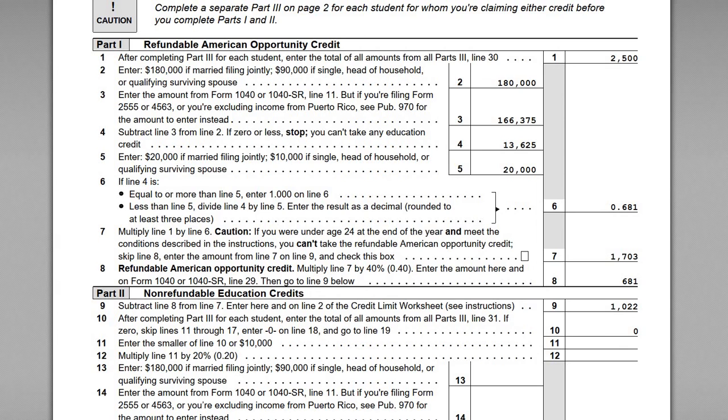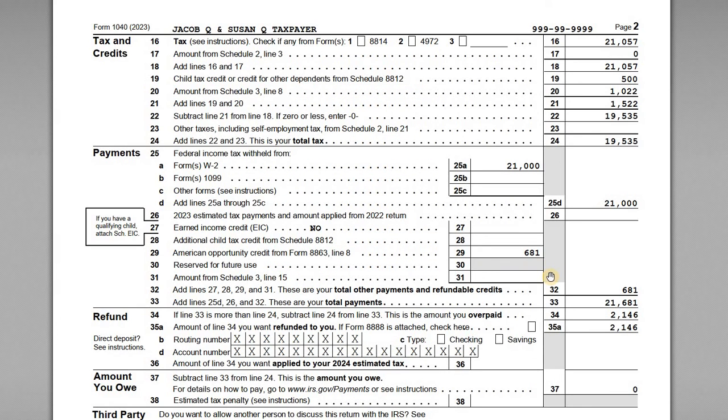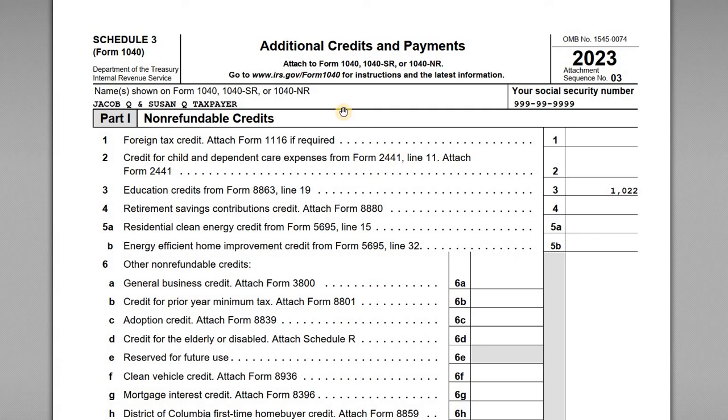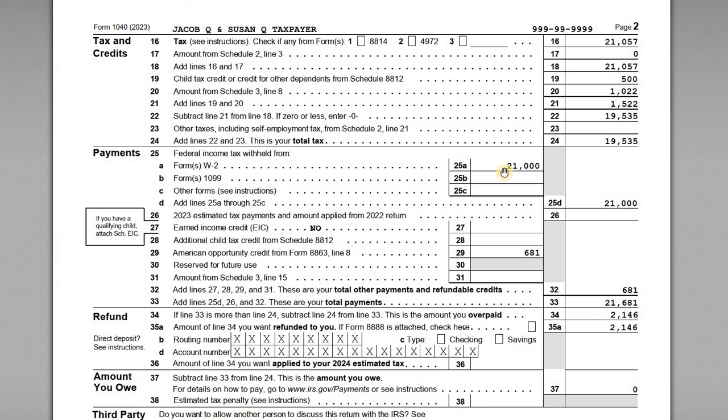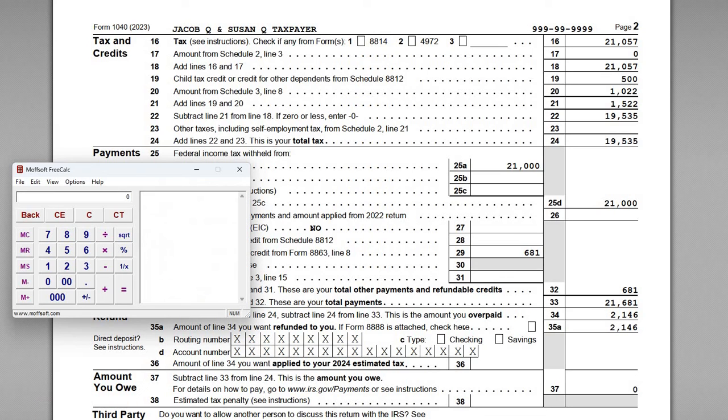So if we go back up to page 2 of our 1040, we can see that $1,022 is ultimately flowing through, and that comes from Schedule 3. So Schedule 3, we have the additional credits and payments, and on line 3, we've got our education credits from the 8863, line 19. So again, that all flows up through here. So we've got $1,022 in non-refundable portion of the AOTC, and then the refundable portion of the AOTC down here.